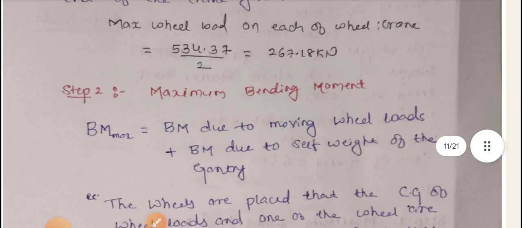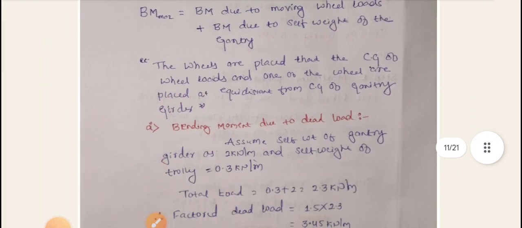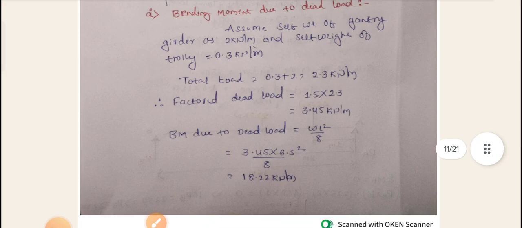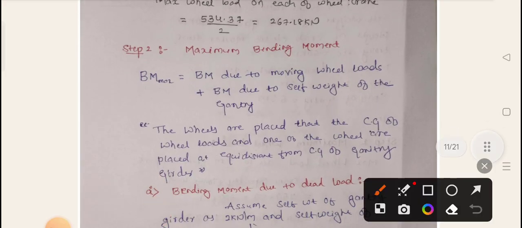In step number 2, we'll calculate the maximum bending moment. What is the load that is coming? All of this we'll calculate. So in this step number 2, that is the bending moment due to moving load plus the bending moment due to self weight of the gantry. This is what we are supposed to calculate.